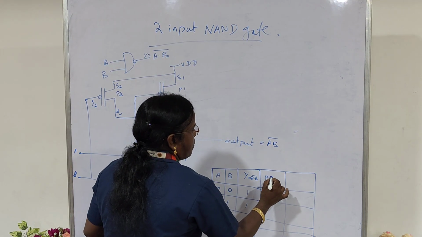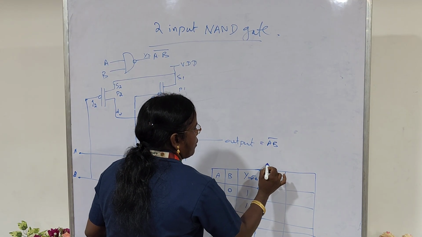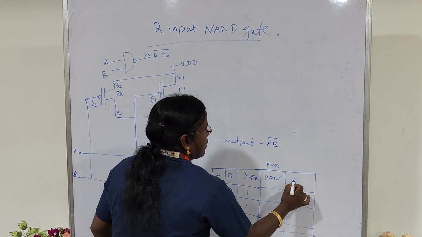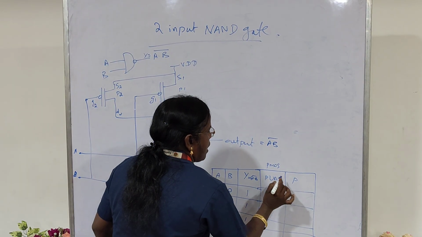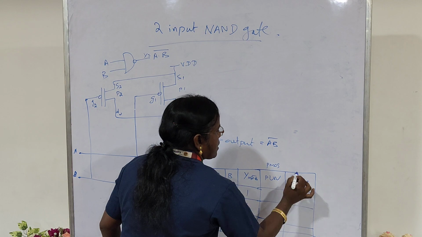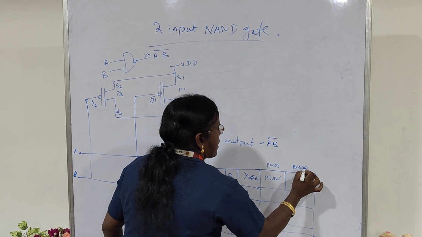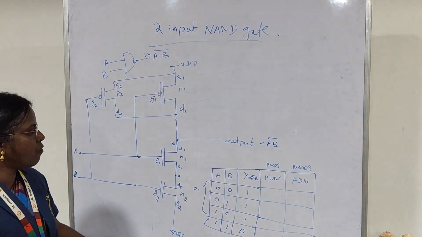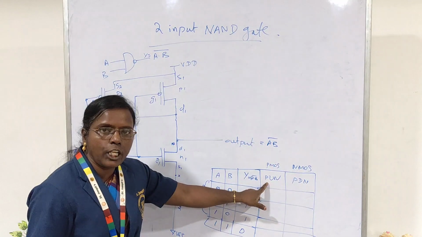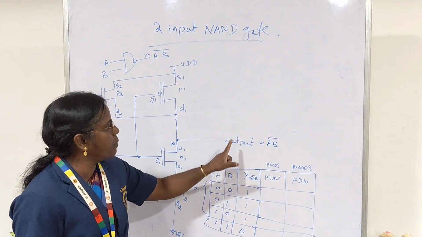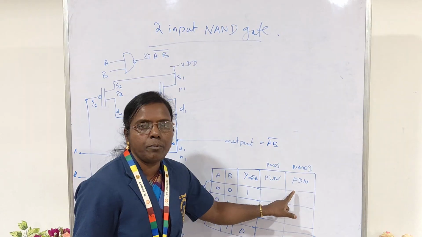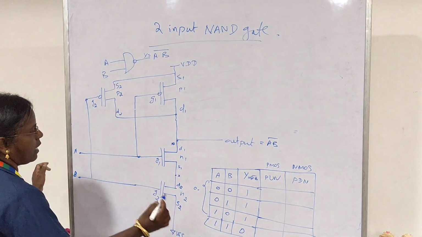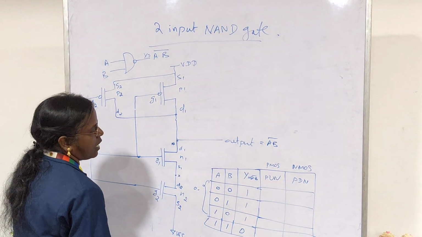So take, this is my pull up network which is constructed by using PMOS transistors, and this is the pull down network which is constructed by using NMOS transistors. Whenever the pull up network is active, the output will become 1. Whenever the pull down network is active, the output will be generated as logic 0. We can check this functionality.